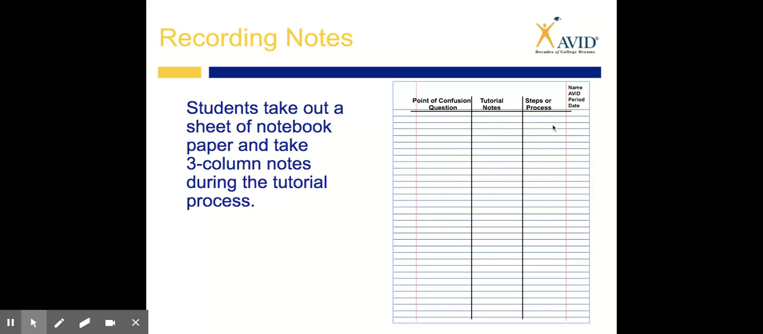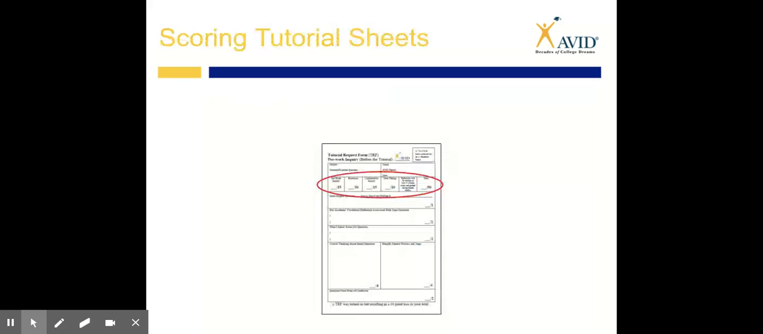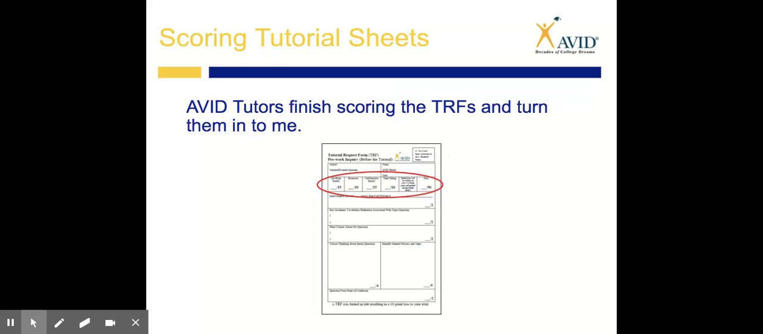Again, this is very similar to the TRF whenever you show what you know, and then you tell what you know. All right. Like I said, this is kind of confusing at first, but it gets easier as we do it. When done, tutors will finish scoring the TRFs, turn them into me, and that's in essence tutorials. And I know that's a lot of information thrown at you, but that's the way that it is. This is one of those situations where the more that you do them, the better you get at them, the more you get out of it, right? But we got to start somewhere, so that's why we're doing this.